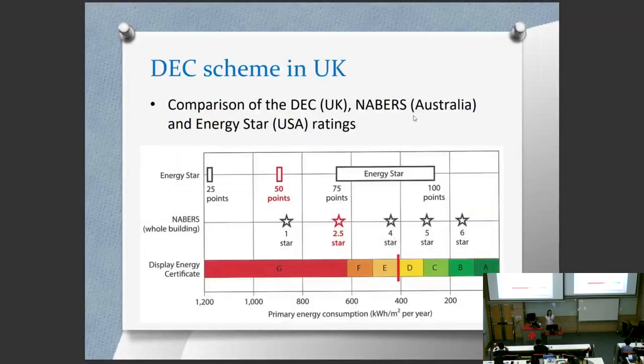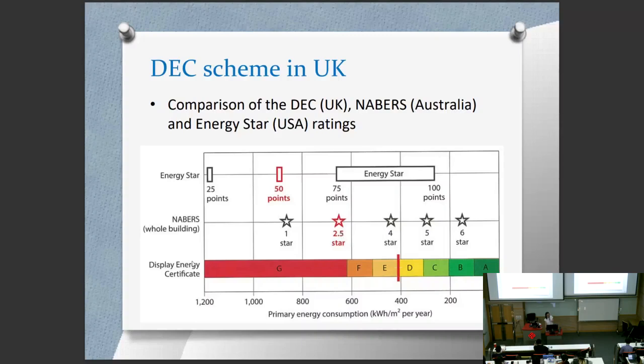Okay, and the author also compared different building energy labeling schemes, one from Australia and one from the USA. And it found that for the middle, for Energy Star, the full mark is 100, so the middle would be 50. And for NABERS in Australia, the maximum or top rating is 6 star, while 2.5 is the medium.